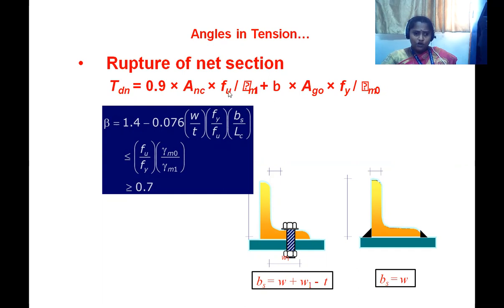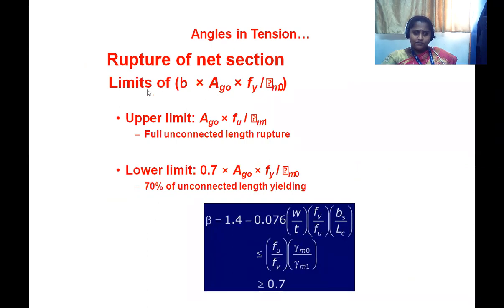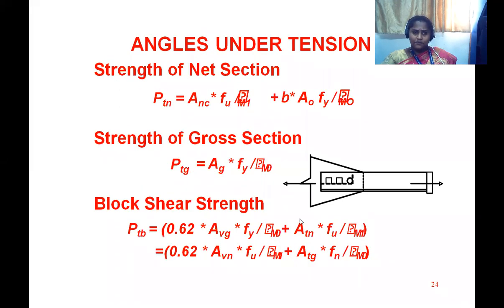Again, rupture of net section for different types of connections, bolted as well as welded. Here follow the formulas. And for the beta value, here is the formula. And these are the limitations. Beta into Ago into Fy divided by gamma M0. Upper limit, lower limit. Strength of net section. Strength of gross section.